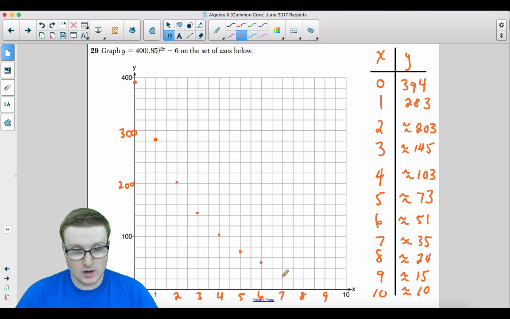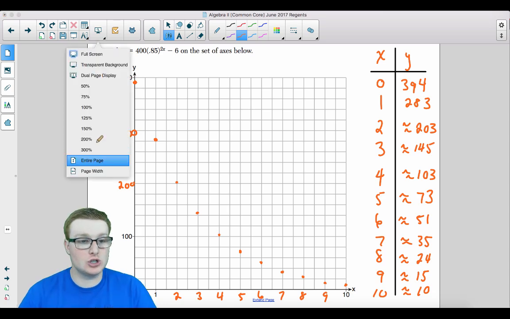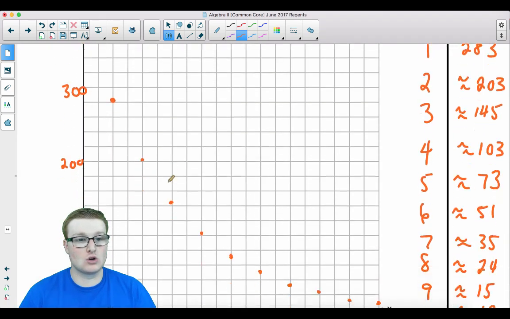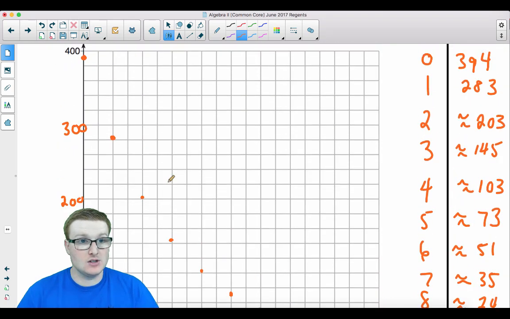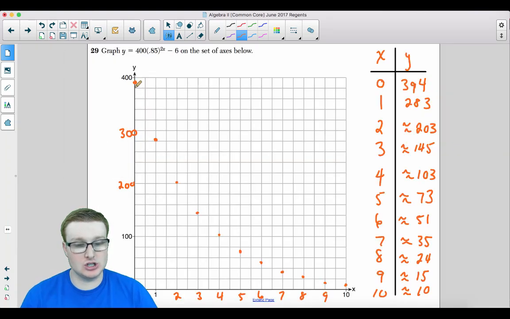7 is 35, so 20, 40, right around the upper middle part. And 8 is 24, so 20, right above that line. And 9 is 15, so 20, right around here towards the top. And that's midway through. So this is how you should construct your graph, like those dots, okay? So now, to the best of your ability, you're just going to connect those dots.